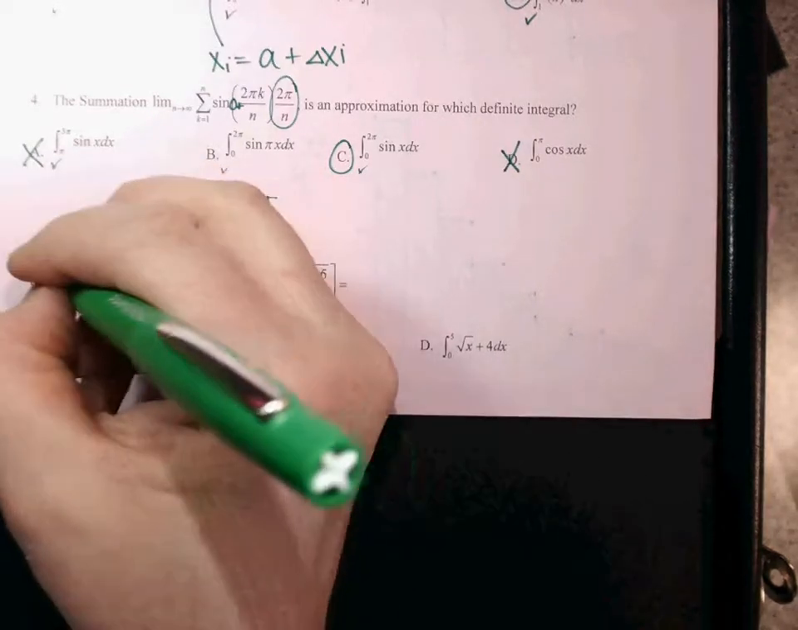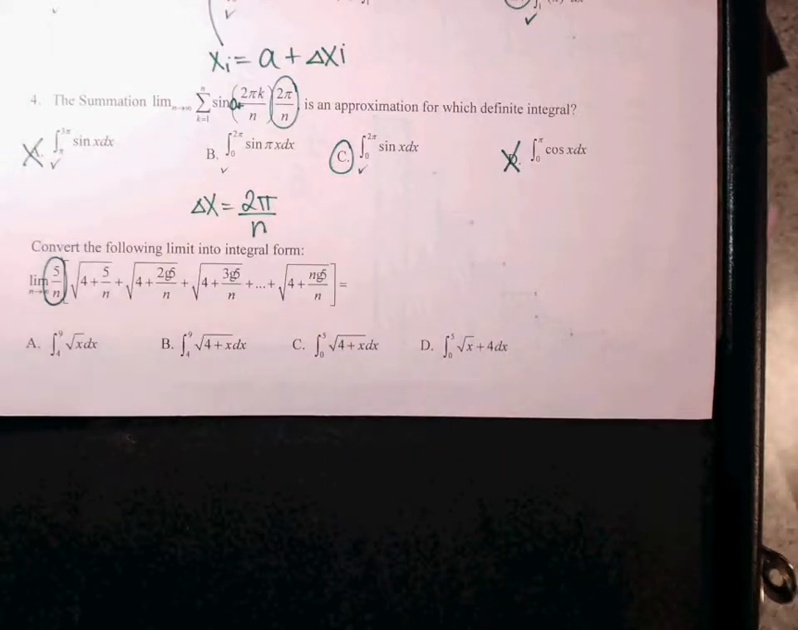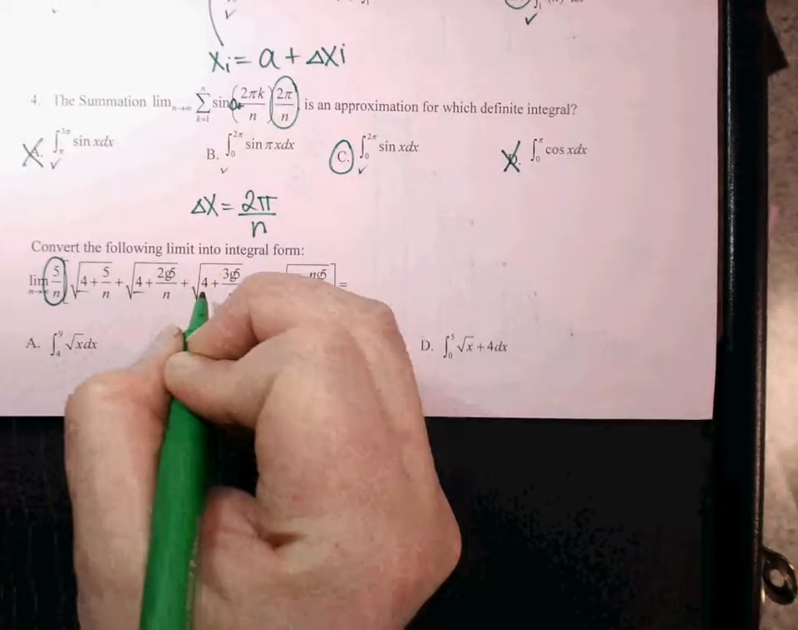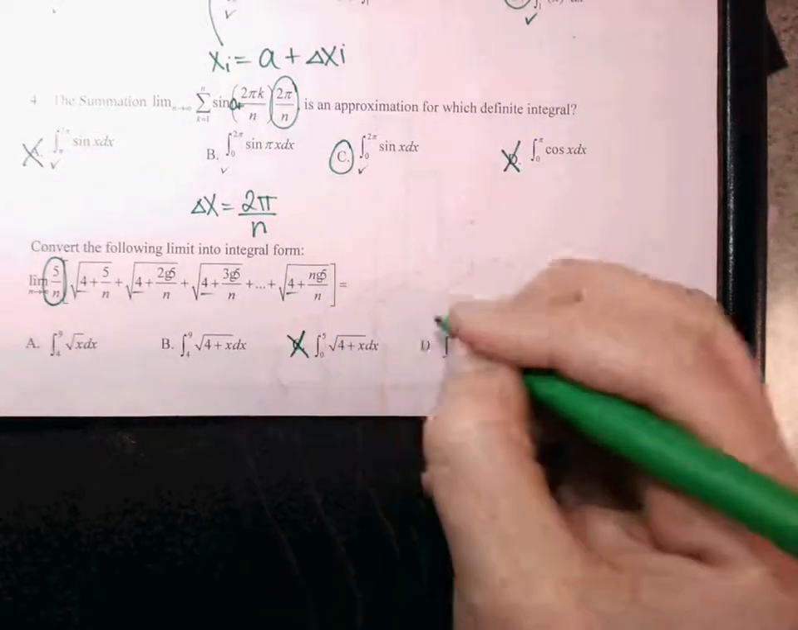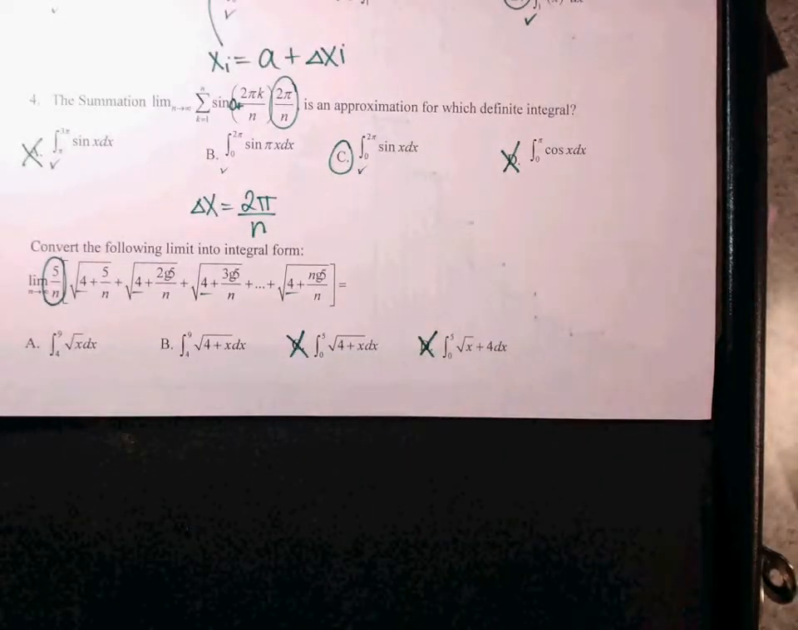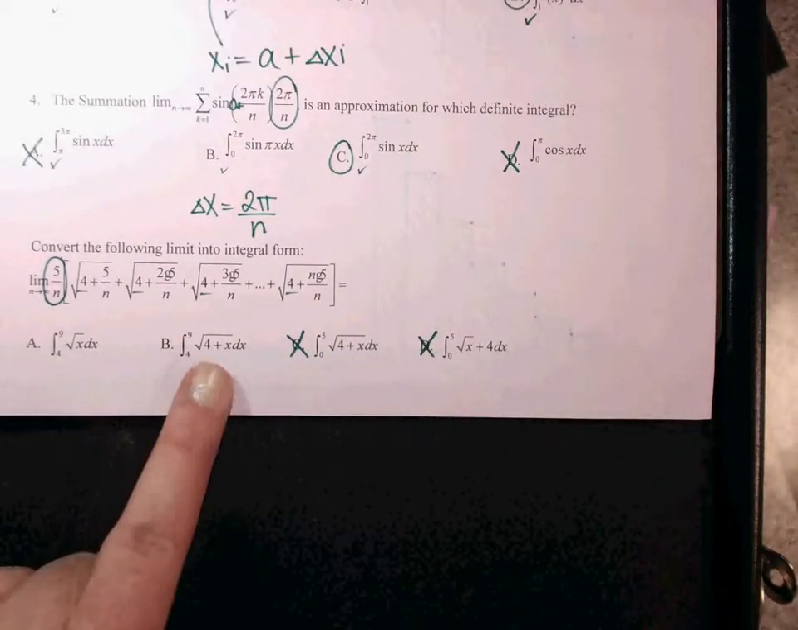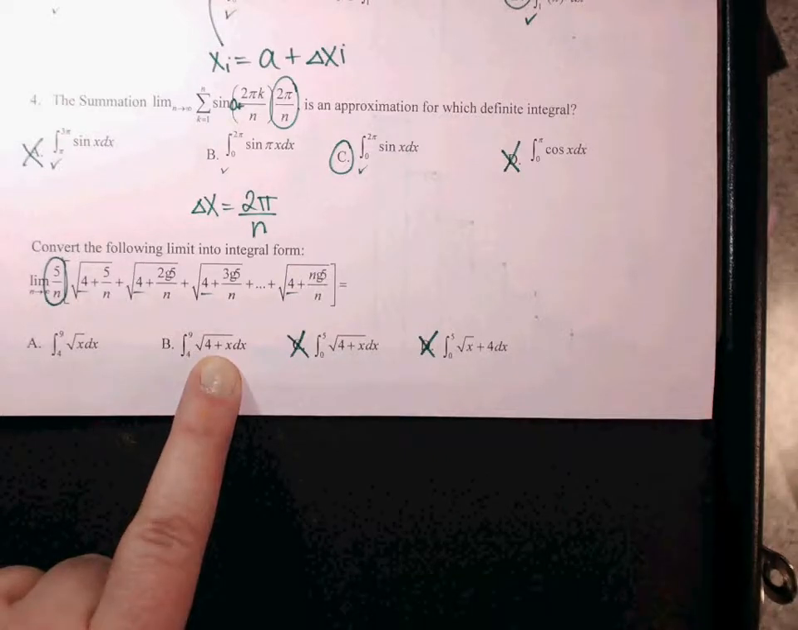So how wide should my interval be? 5. Look right here. You see the 5 over n? So are any choices eliminated with that? No. What should I be starting my integral at? 4. You see the 4 every time? So I would be integrating from 4 and up. Which ones does that eliminate? C and D.